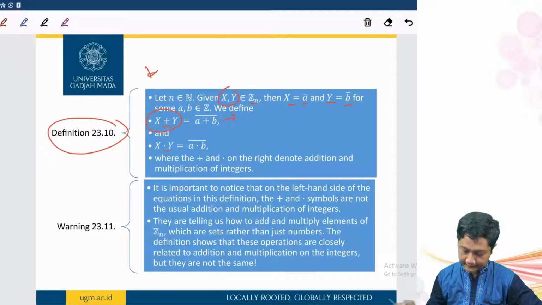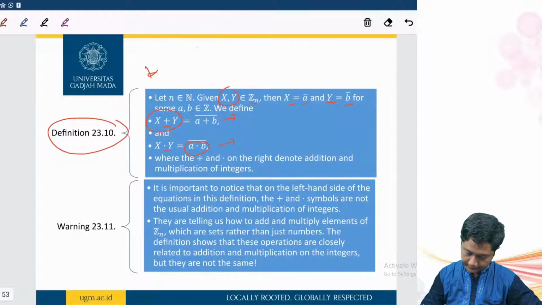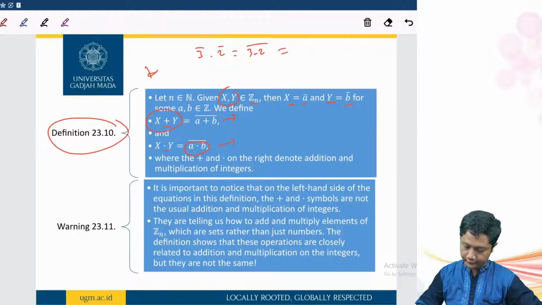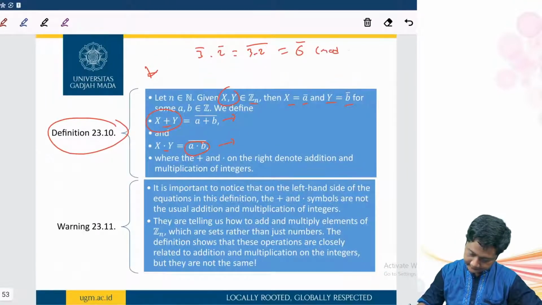And how about x times y? We define it as a times b bar. What is this? Yeah, the class which contains a times b. So this one should be clear. For example, if I have 3 bar times 2 bar, we define it as 3 times 2 bar. So this one becomes 6 bar.